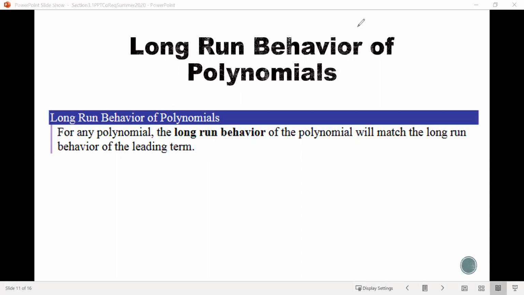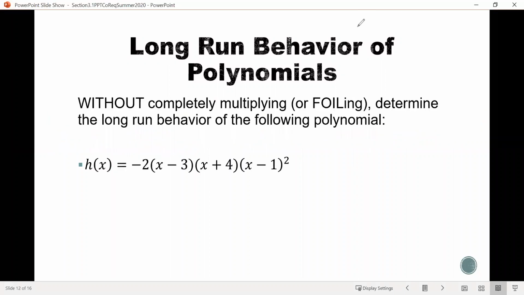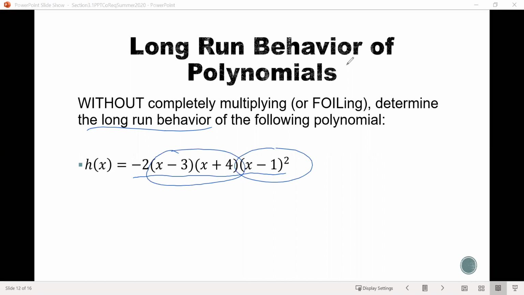All right, one more related to that. So here we're given a function h of x equals -2 times x minus 3 times x plus 4 times x minus 1 squared. They want us to figure out the long-run behavior, which means, as we just learned, we need to know the leading term. But to get the leading term here, we'd have to multiply this out, right? We'd have to FOIL the x minus 3 times x plus 4, multiply out the x minus 1 squared, and multiply those out. But that sounds like a lot of work, and particularly a lot of work we don't want to do. So is there a shortcut?